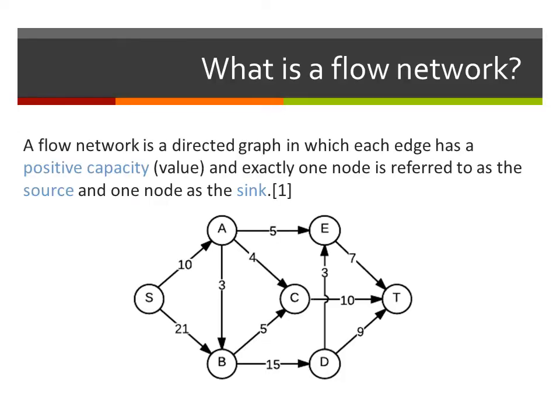We will start with flow networks, and as you can see from the example, a flow network is a directed graph in which each edge has a positive capacity, and exactly one node is referred to as a source and one node as the sink.